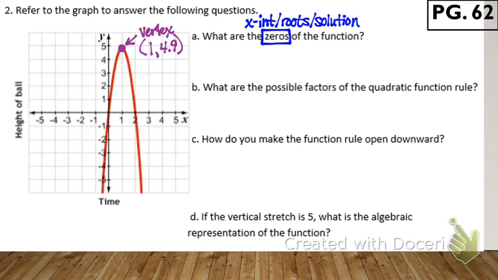Well, I see my x-axis. That's right here. The x-intercepts are where my parabola crosses that x-axis. So right here and right here. These are zeros, roots. I guess that one wouldn't be plural. It's just a single zero.